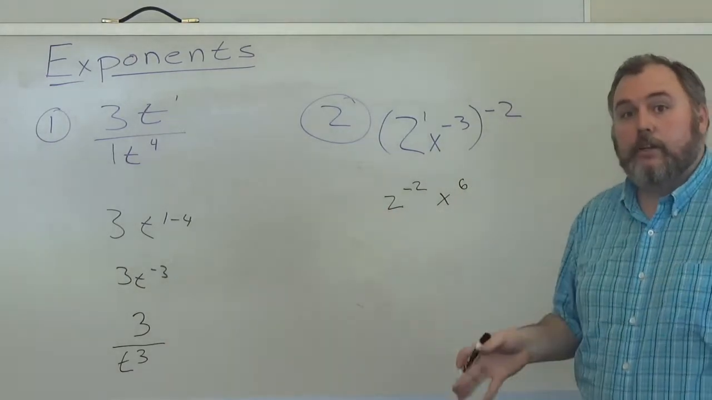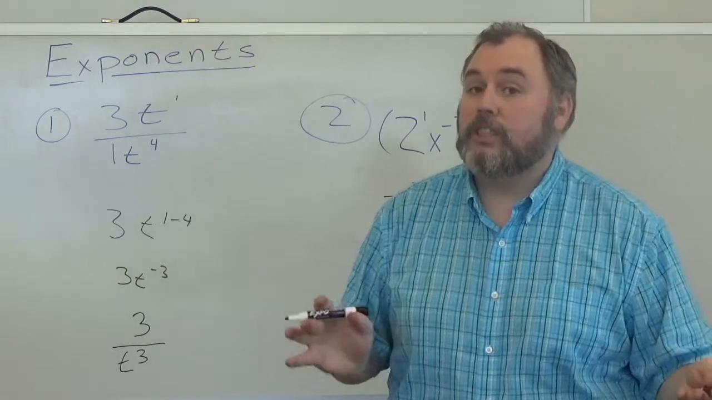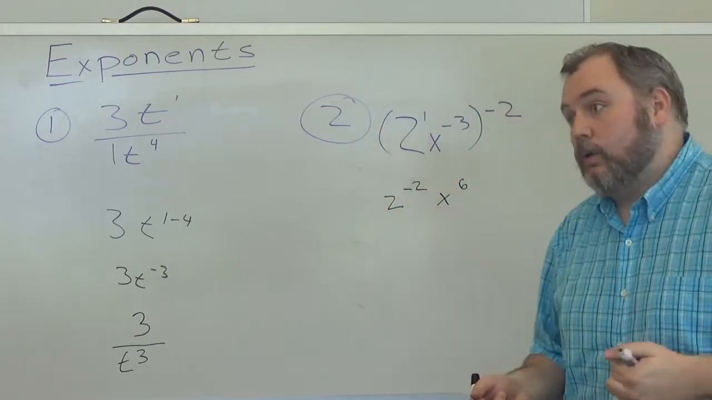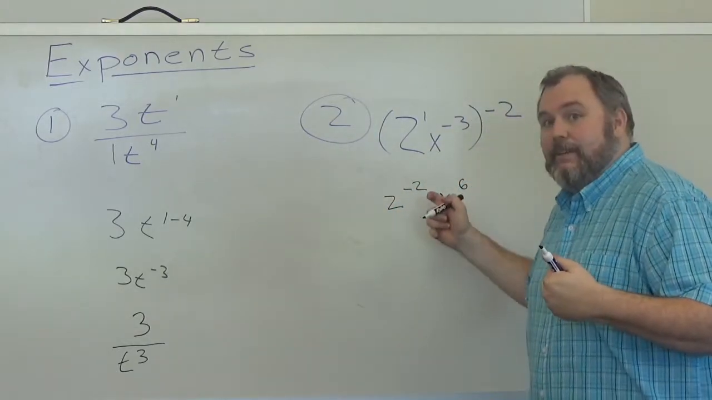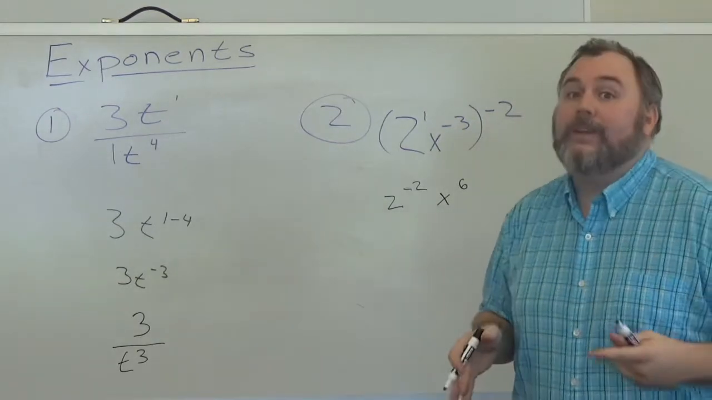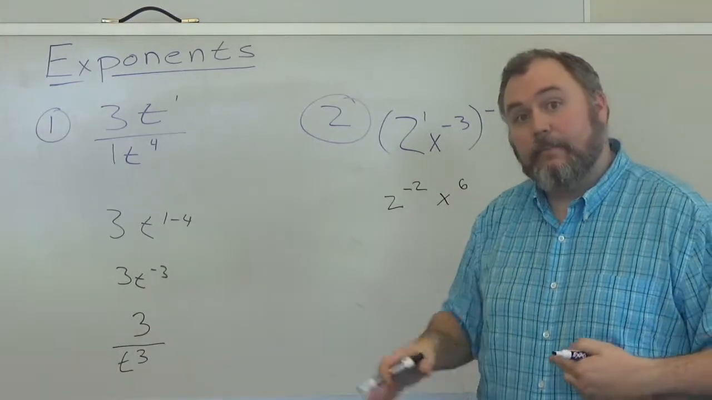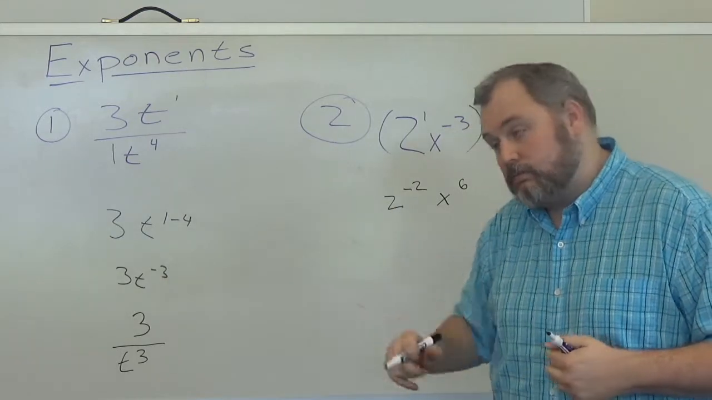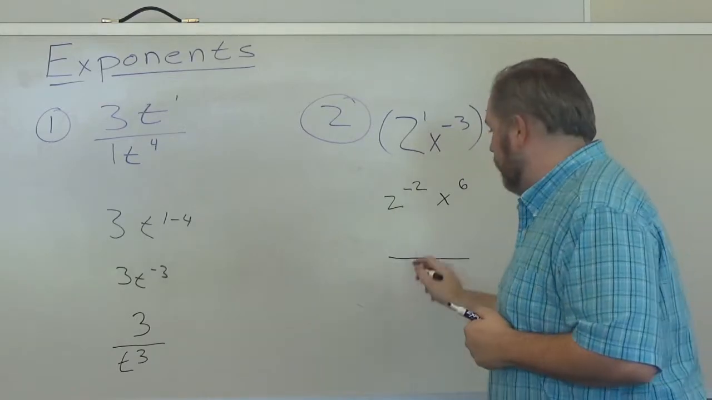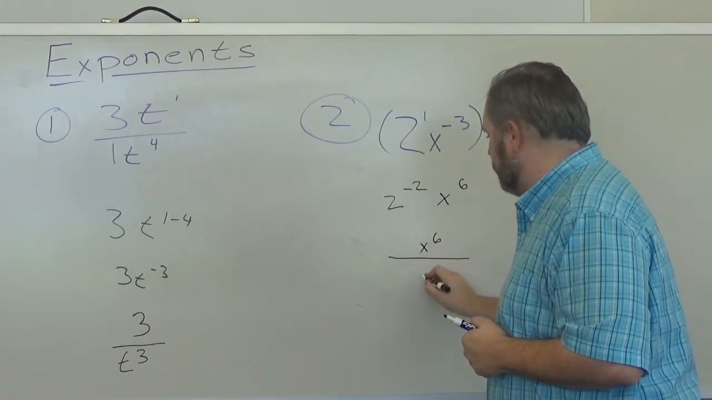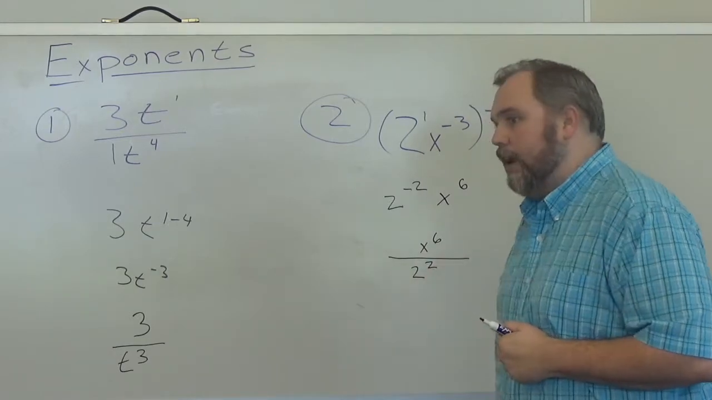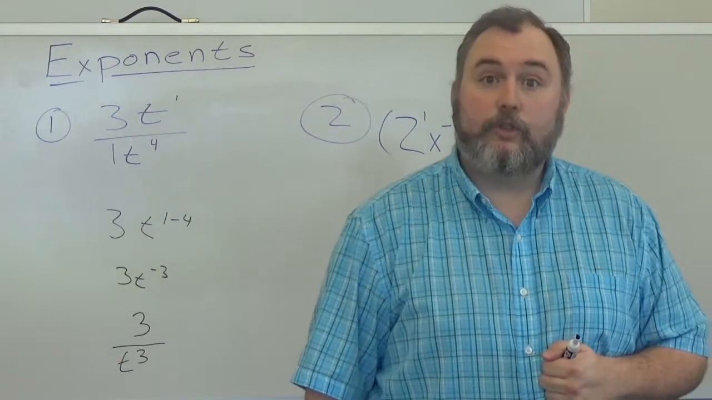Now, if this is where you stopped, you're partially right, but you still got it wrong. Why is it wrong? We don't like negative exponents. This 2 to the negative 2, we don't like him. So instead of him being where he's at, we're going to push him down. But the x to the 6, we do like, so he gets to stay right where he's at. So we push 2 to the negative 2 down, and he loses his negative outlook on life. And now it becomes 2 squared.